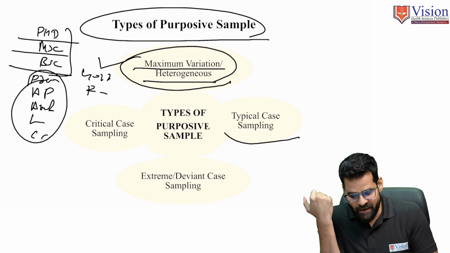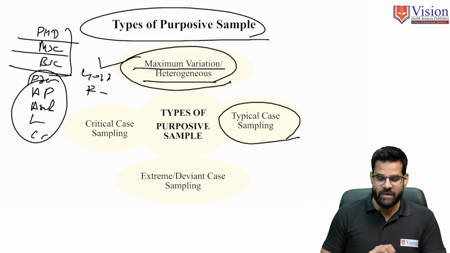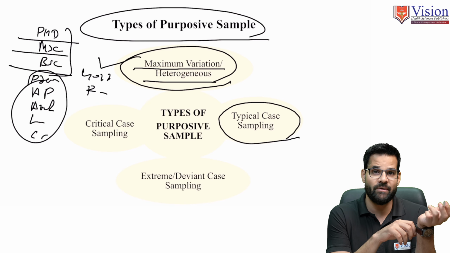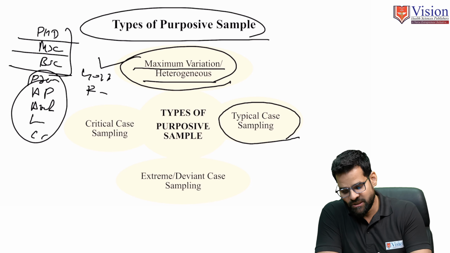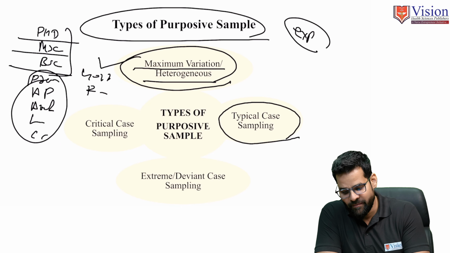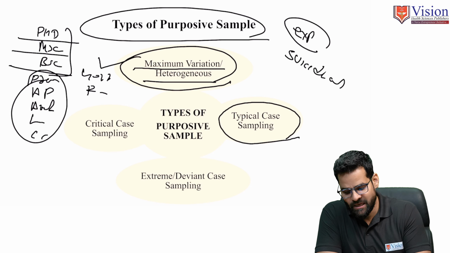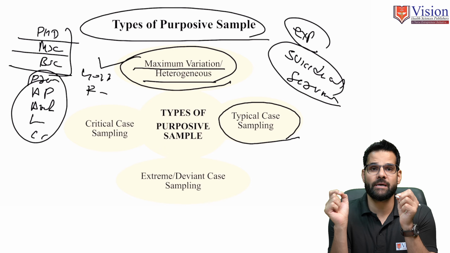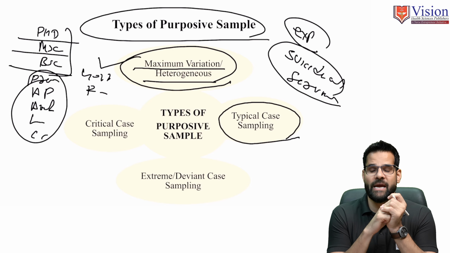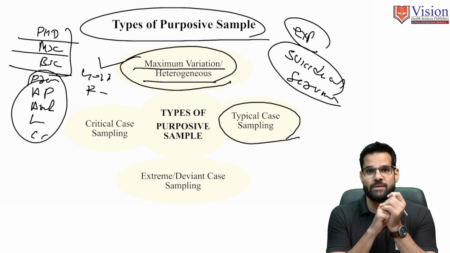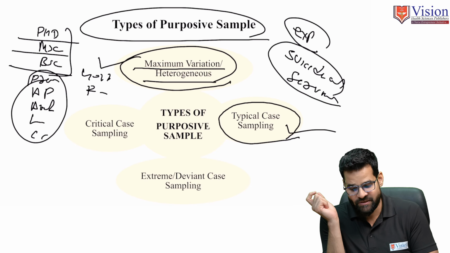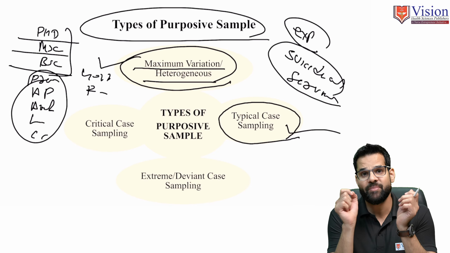Then we have typical case sampling. What is typical case sampling? As in the example I have given. Okay, suppose I just want to study the experience of people who survived suicide, and I know that this particular girl has survived a suicide or had two attempts. So that person becomes a typical case sample. Okay, that's a typical case.